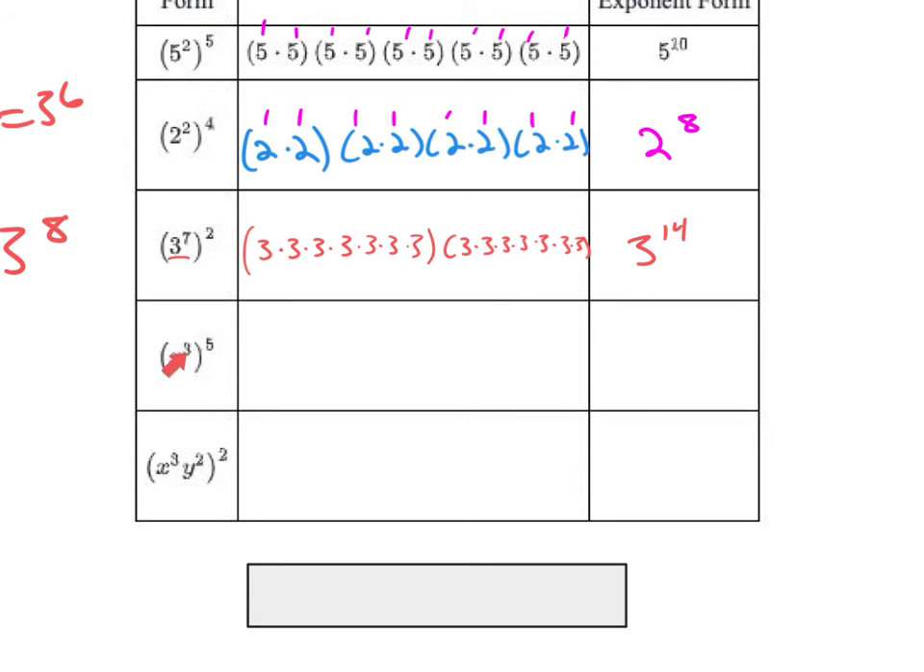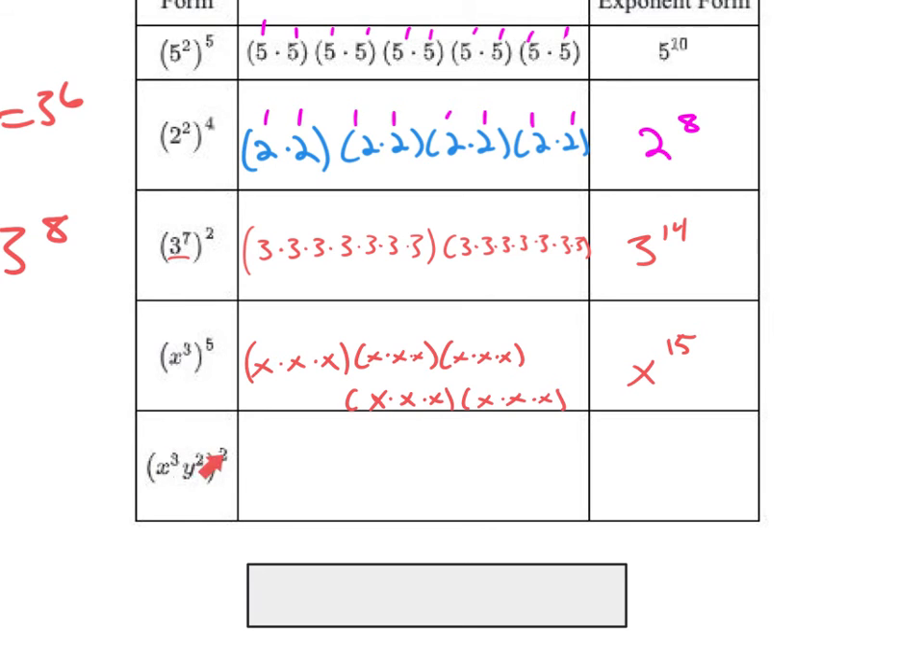Well, that should just be 3 times by 5. So I'd end up with x to the 15th. If you want to see the expanded form, it looks like this. I've got 5 groups of x times by x times by x. So 1, 2, 3, 4, 5 makes x to the 15th.